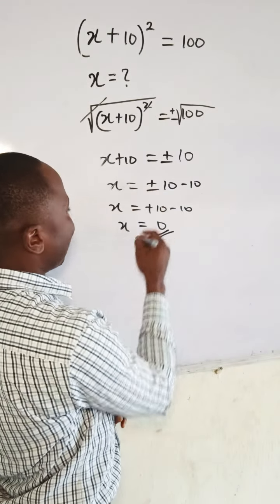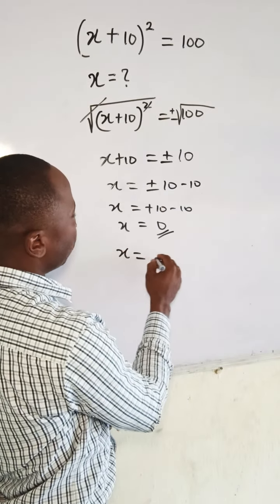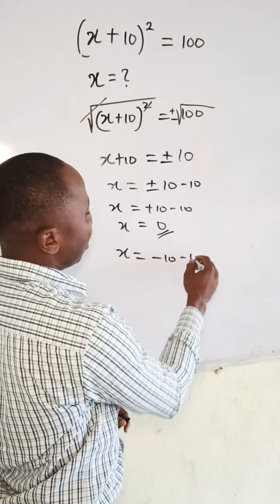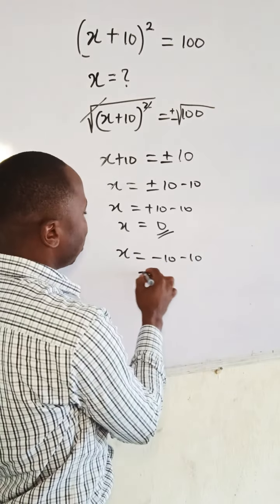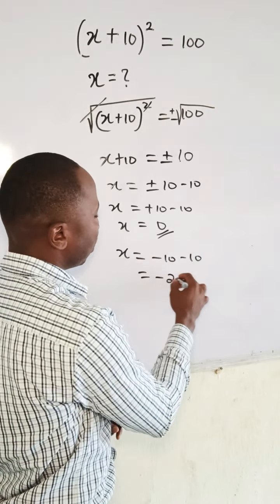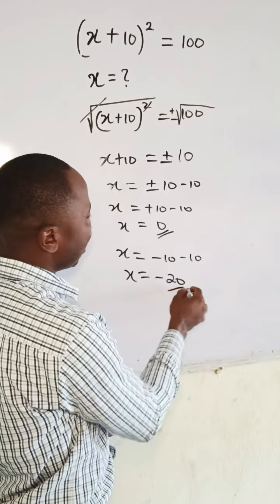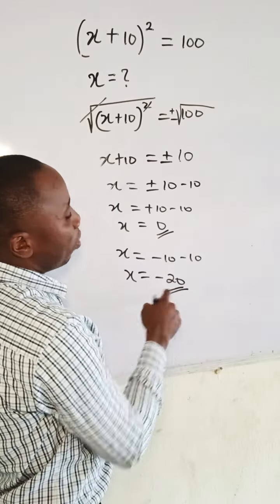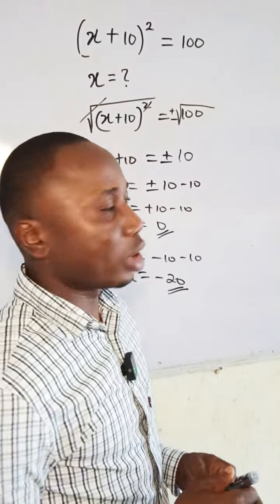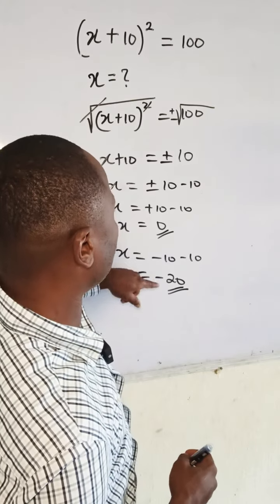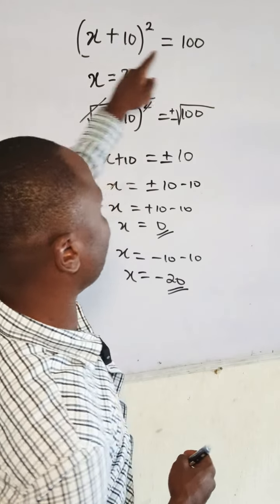Let us check the second one, that is when we are going with minus. x equals minus 10 minus 10. Minus 10 minus 10 is what? It's going to give us minus 20. That means x is either 0 or minus 20. It means if you put in these two, any of these values here is going to give you 100.